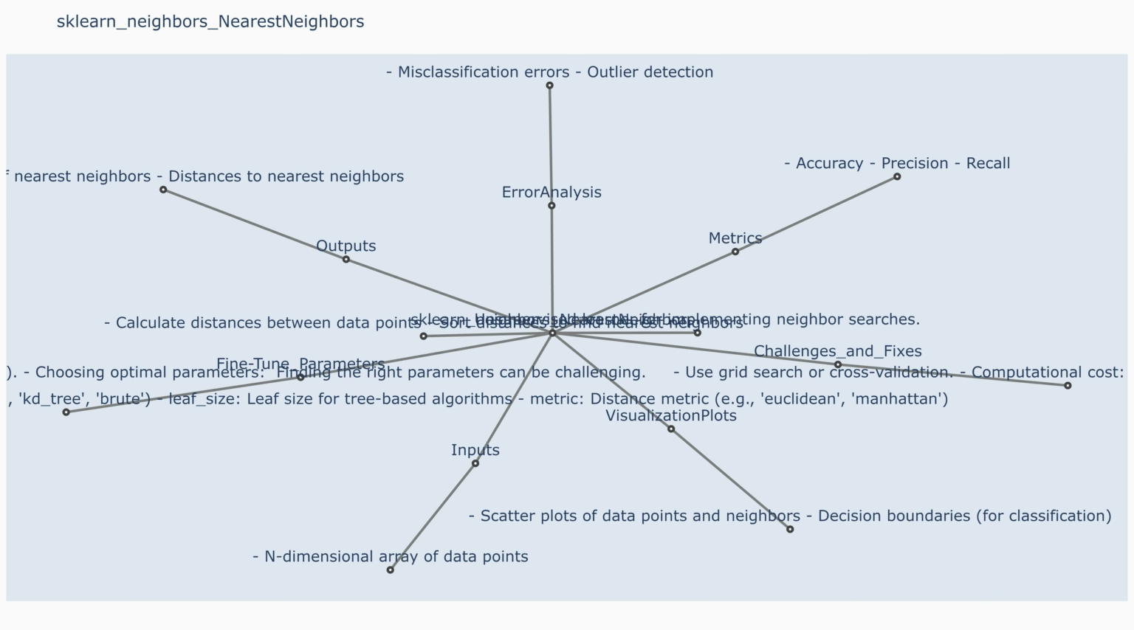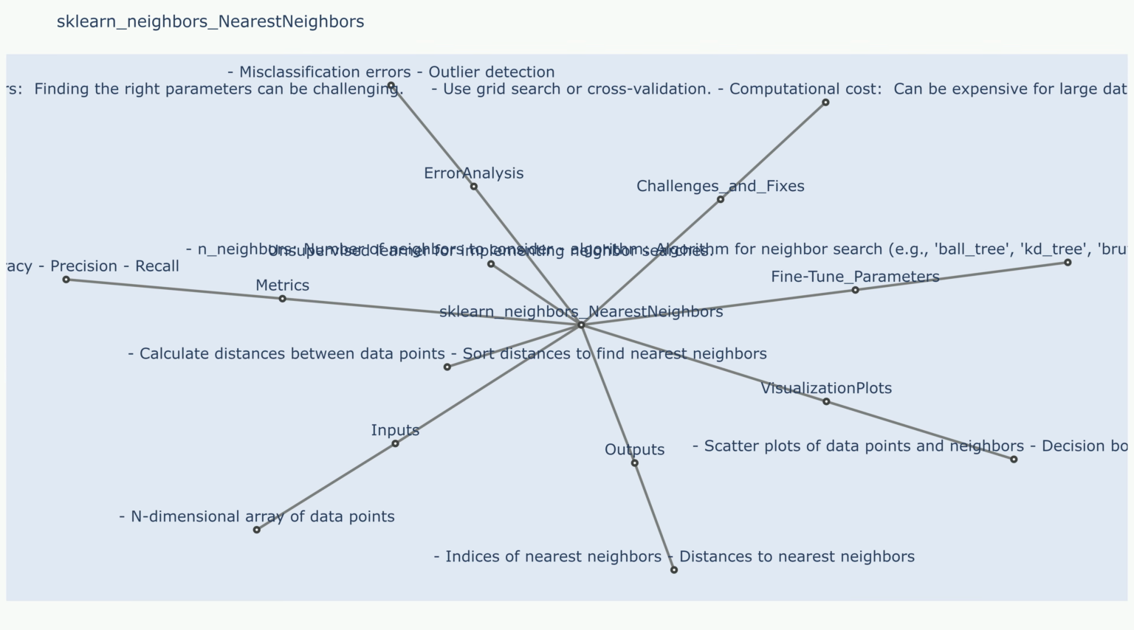sklearn.neighbors.NearestNeighbors. Description. The NearestNeighbors class in scikit-learn is a powerful tool for finding the closest neighbors to a given point in a dataset. It uses various distance metrics to determine the similarity between points and offers several methods for finding neighbors based on specified parameters. Inputs.